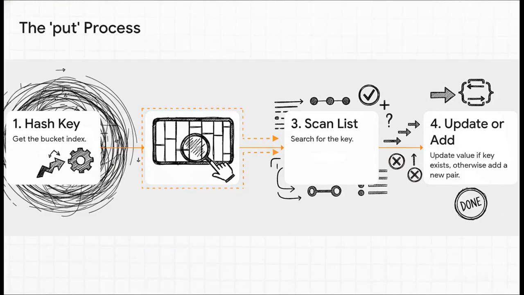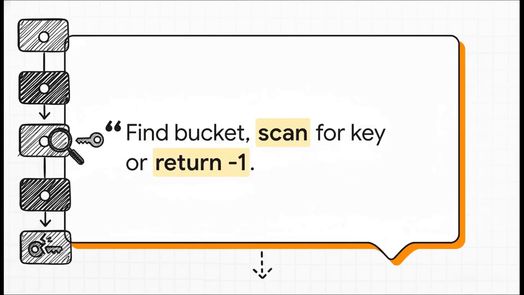So let's walk through it. We hash the key, maybe something simple like key modulus 1009, to get our bucket index. We jump right to that list. Then we do a quick scan of the items in it. Is our key here? If it is, great. We just overwrite the old value with the new one. And if we get to the end of the list and don't find it, we just tack our new key value pair on the end. Simple as that.